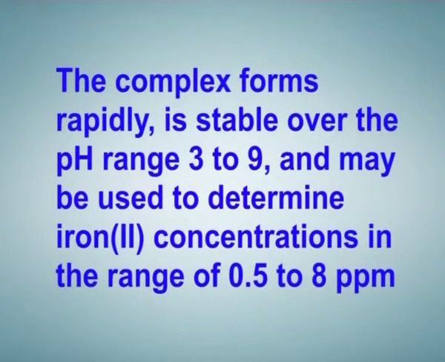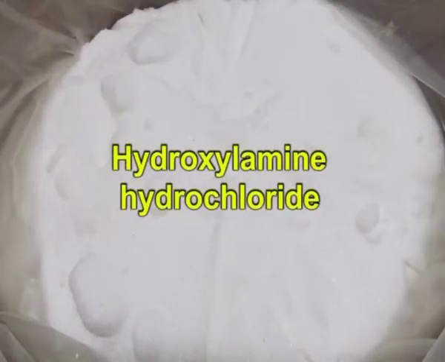The complex forms rapidly, is stable over the pH range 3 to 9, and may be used to determine iron(II) concentrations in the range of 0.5 to 8 ppm. If the sample contains ferric forms, then it must be reduced to iron(II) to produce the colored species. A suitable reagent for this purpose is hydroxylamine hydrochloride.